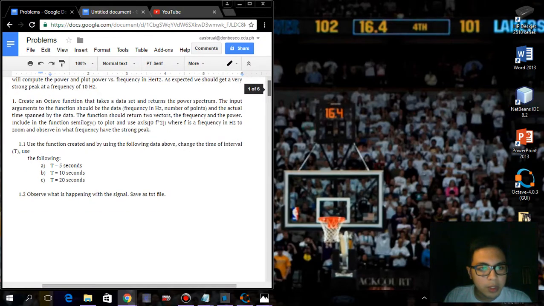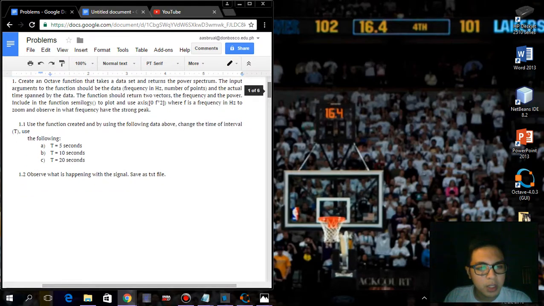In number 1, we are to create a function that will take a dataset, and the input arguments should be the frequency in Hz, number of points, and the actual time spanned by the data. And it should return two vectors, the frequency and the power. We have to use semilogy to plot and use axis [0 f times 2], where f is the frequency in Hertz, just to zoom in and observe at what frequency there is a strong peak.